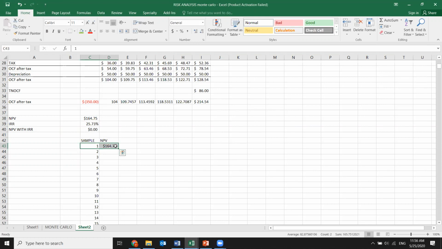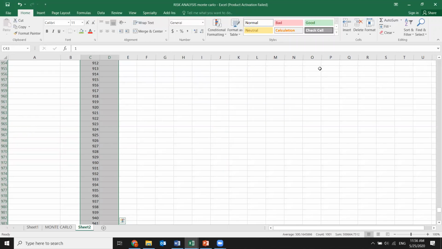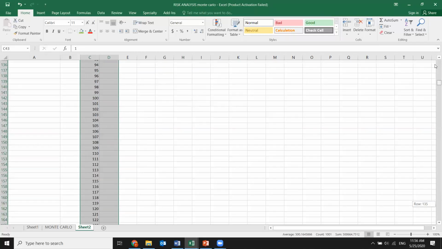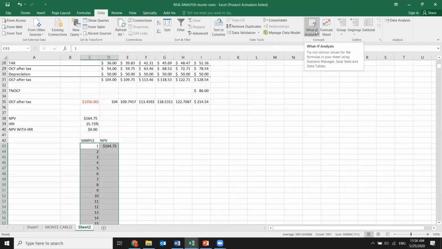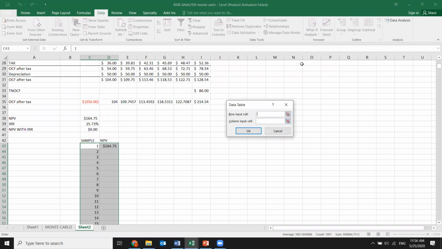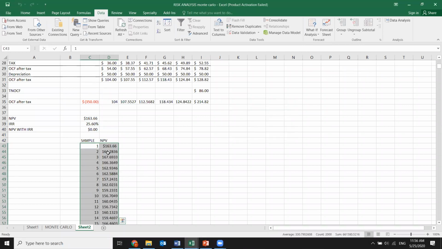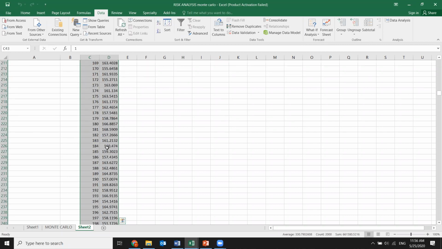Shift, Control, and arrow down. I go to data. What-if analysis? What-if analysis, data table. I don't need to put anything into row, but I would like it to take the place as a column. So I check NPV as a column, and then I press OK. Here we go. So 1000 different NPVs.